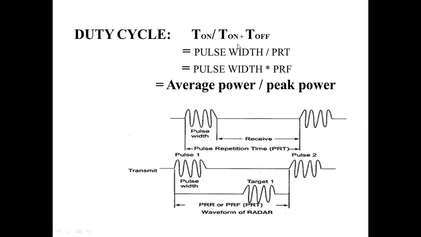So we represent pulse width here. T on plus T off is the pulse repetition time, that's why here we represent it as PRT. So duty cycle is pulse width by PRT, in terms of frequency, pulse width into PRF. Finally, we can call this the average power by peak power. Average power by peak power is nothing but the duty cycle.